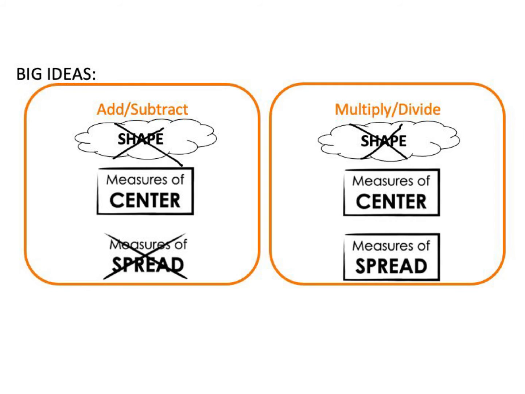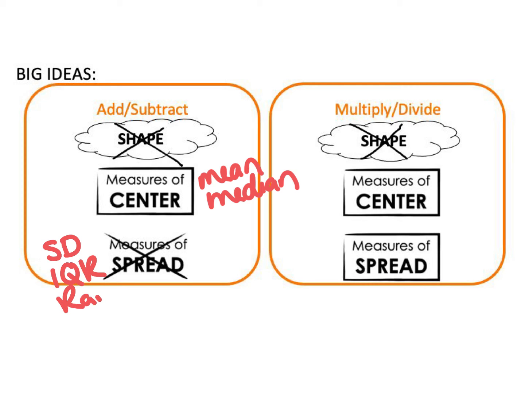Whereas measures of center, we looked at just the mean, but really we could examine the mean or the median because the effect is the same. If we add or subtract, we can just add or subtract to the measure of center. Same with multiplication, our measures of center will change. However, our measures of spread, which would include your standard deviation, your IQR, or just the range, they are not impacted if you add or subtract a value.